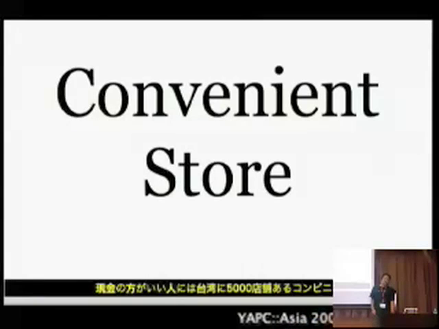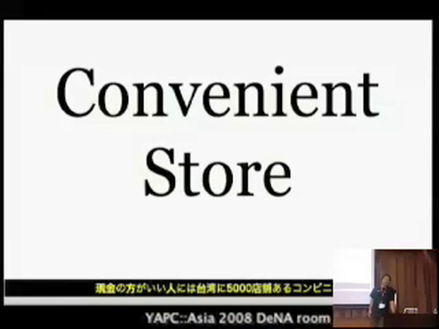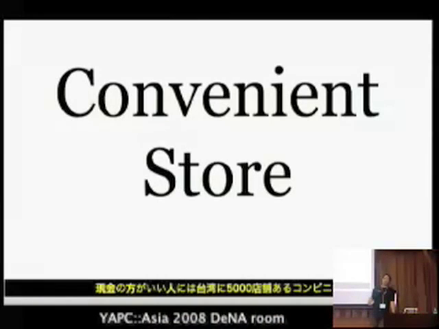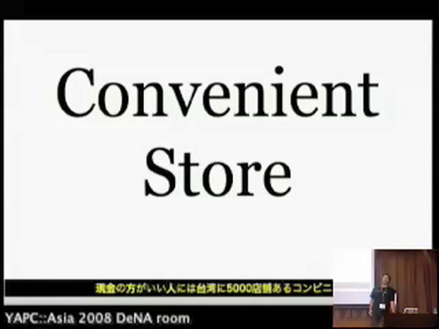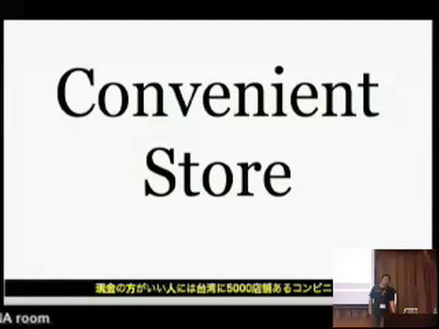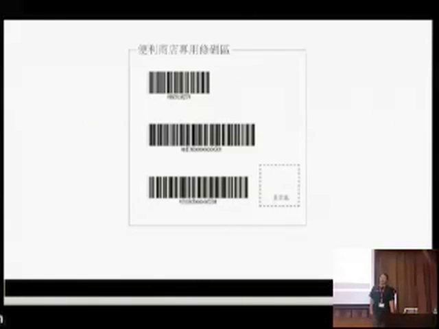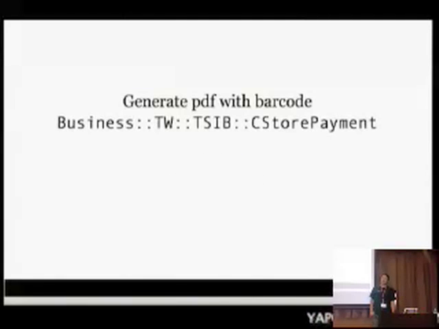And it's also quite popular to pay for all these kinds of online things in convenience stores in Taiwan, because there are over 5,000 convenience stores. If you've ever been there, every corner has got a 7-Eleven and things like that. So what you need to do is basically generate a barcode, pretty much the same thing. Our bank provides that service, so we also wrote a module and put it on CPAN.